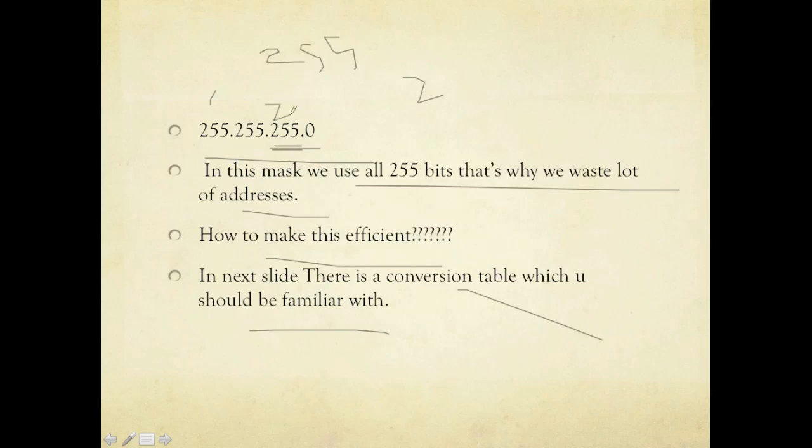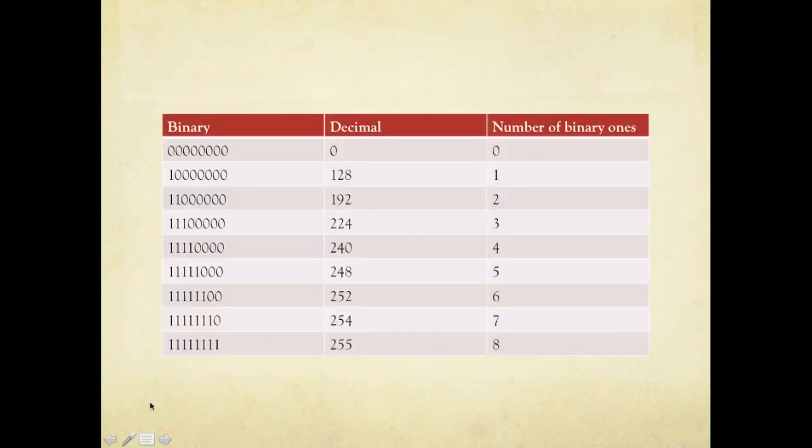In the next slide there will be a conversion table which you should be familiar with. Take a note and write down the values from the next slide, so that you can follow the rest of the session. It will be very easy for you. So: binary, decimal and number of binary ones. You have 0, 128, 192.